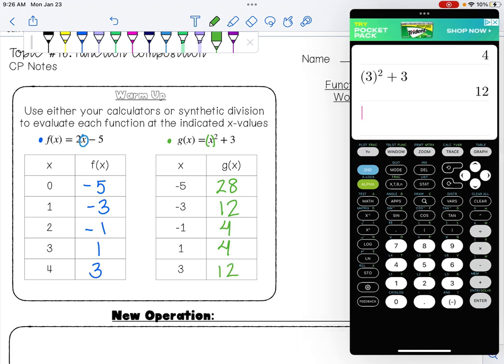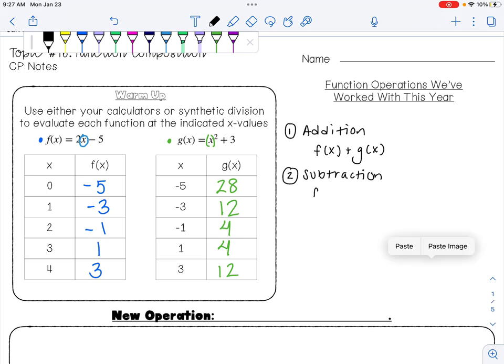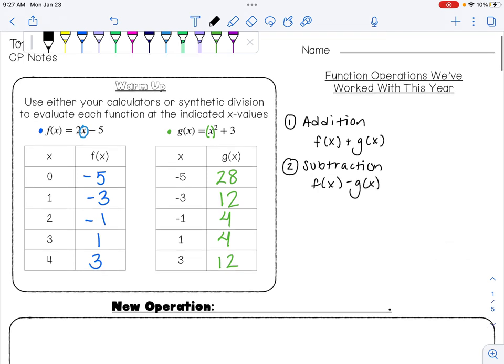Okay. So function operations that you've probably worked with before this, you could have addition, which might be notated as f of x plus g of x. We had subtraction, so f of x minus g of x. We have multiplied before, so multiplication, so f of x times g of x.